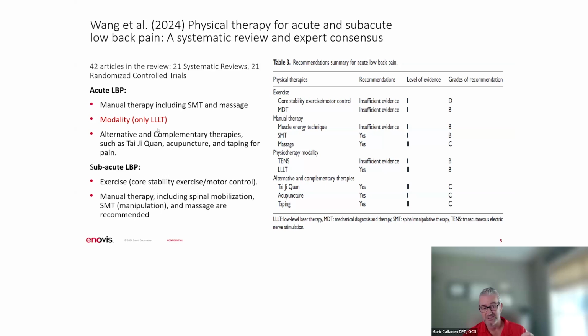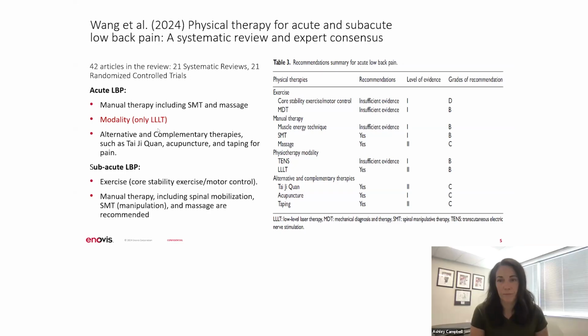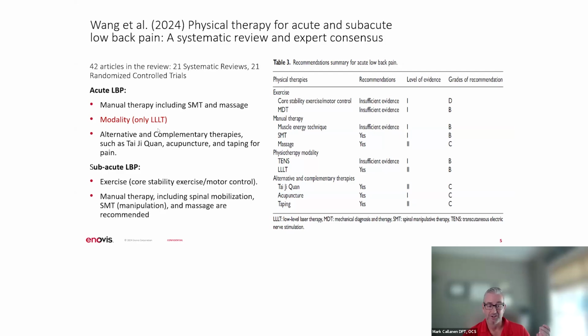On the subacute side, they were pushing exercise and manual therapies, spinal manipulation, immobilization, and soft tissue work. No big surprise. As well as a few alternative things for the acute folks: Tai Chi, acupuncture, and taping. So if you're incorporating those into your practice, if you're skilled in going down that road, I know you use dry needling, which isn't quite acupuncture, it just gives a little support to what we've been talking about for the last half an hour.